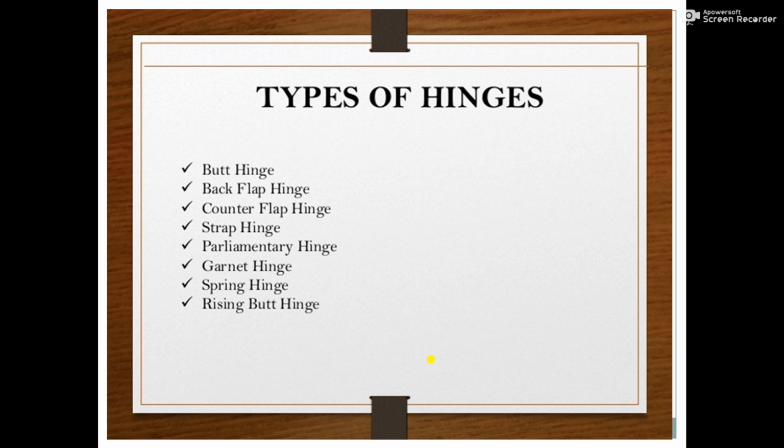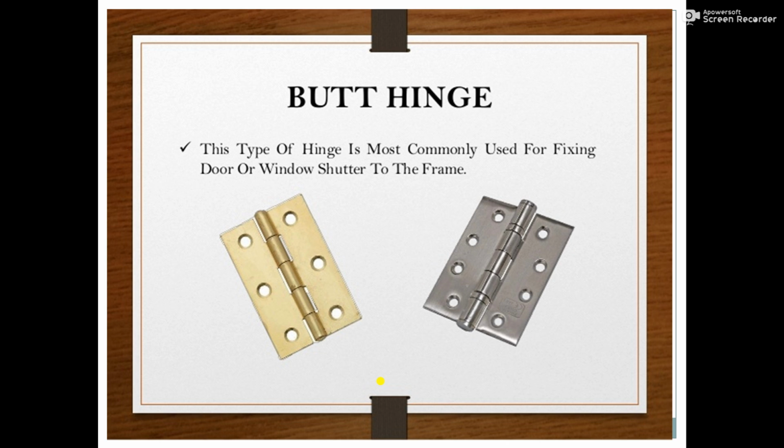So the types of hinges which are used in construction are the butt hinge, back flap hinge, counter flap hinge, strap hinge, preliminary hinge, then garnet hinge, spring hinge and rising butt hinge. So these are some types of the hinges which are available in the market. According to the situation of opening the doors, these types of hinges are used in the construction.